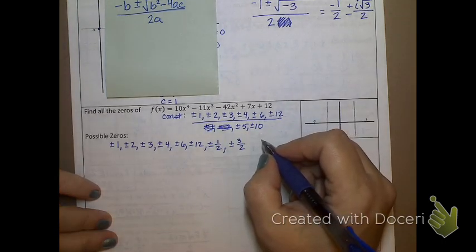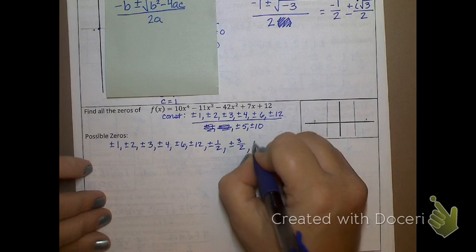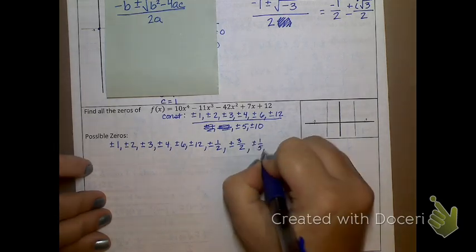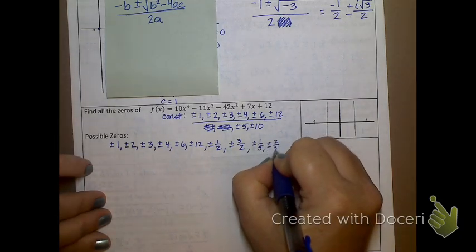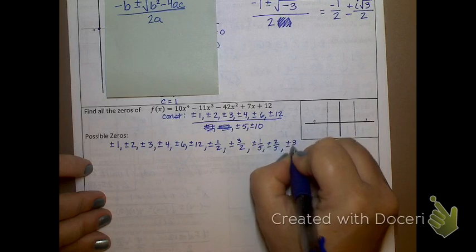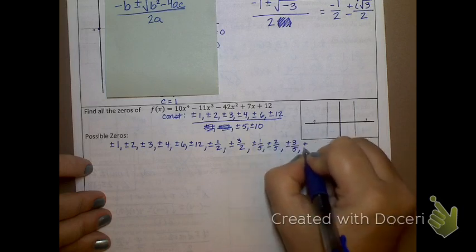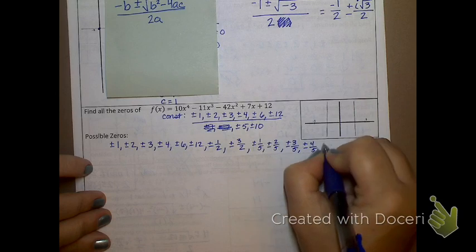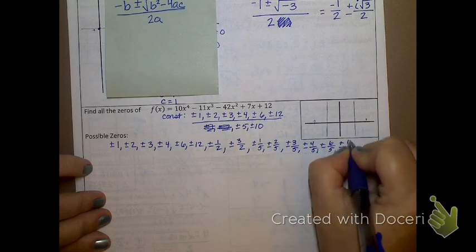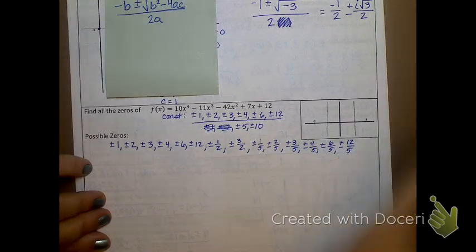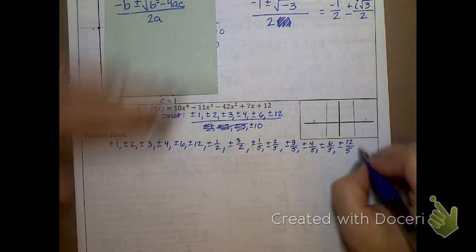Over 5. Nothing's going to reduce, is it? No. So 1/5, 2/5, 3/5, 4/5, 6/5, 12/5. I know. And then tenths.